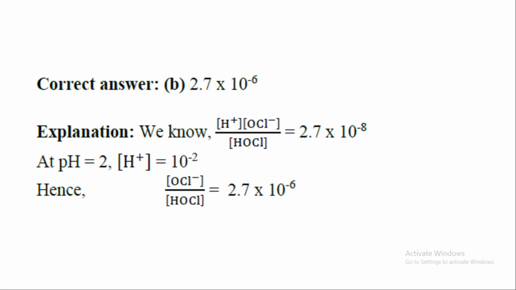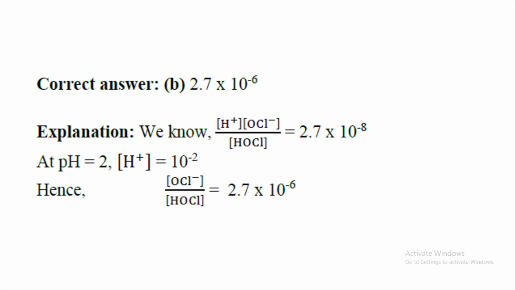Ma'am, just one query: why do we divide H plus times OCl minus by HOCl? I don't understand the concept of that solution. Yes, this step, where it is written H plus into OCl minus upon HOCl is equal to... Yes, ma'am. Why do we write it like this?